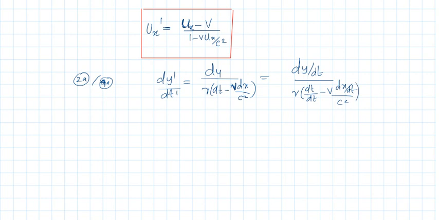dy prime by dt prime is nothing but uy prime. dy by dt is nothing but uy divided by gamma into 1 minus v ux by c square. This is not uy, be careful. This is dx by dt, so it is ux. So it is v ux divided by c square. This is the second equation.